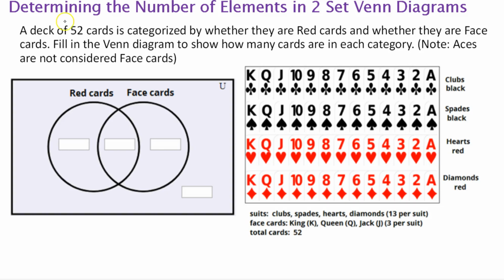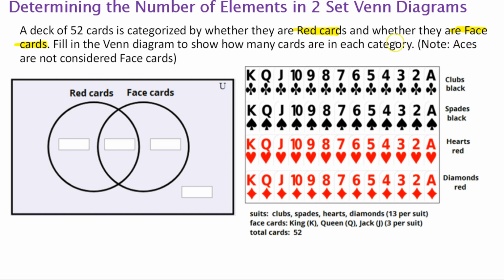In this video, we're going to determine the number of elements in two set Venn diagrams. A deck of 52 cards is categorized by whether they are red cards and whether they are face cards. So let's highlight this: red cards and face cards. Those are the specific sets in our Venn diagram. Fill in the Venn diagram to show how many cards are in each category.